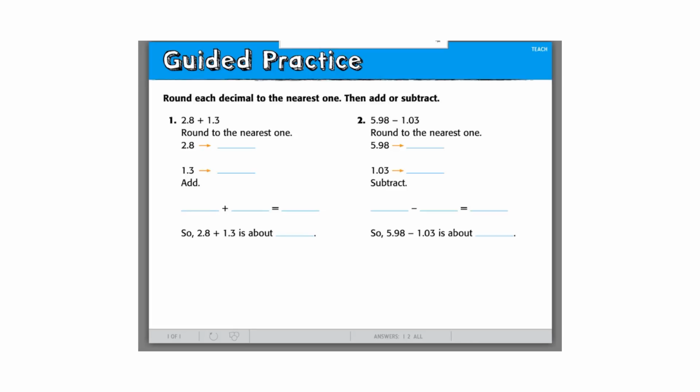Make sure you use your notes. There's 2 sets of directions here. One says round to the nearest ones, and one says to the nearest tens. So look really closely at those directions. Okay, so start on the guided practice. Once you finish that, you can start on independent practice.